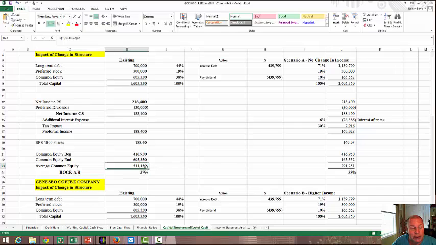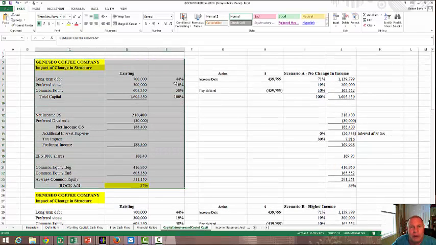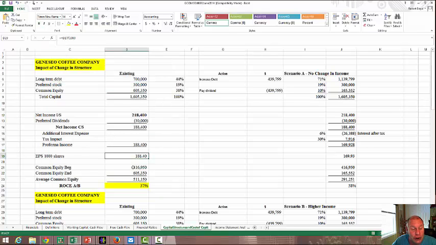So they had 511,150 average common equity, and when you calculate return on common equity, which is your income, 188,400 divided by 511,150, gives us a return on common equity of 37%. So that's where they are today. Okay, that's their capital structure, 700, 300, 605, 350. Here are the percentages, and this is the calculation of earnings per share and our return on common equity.